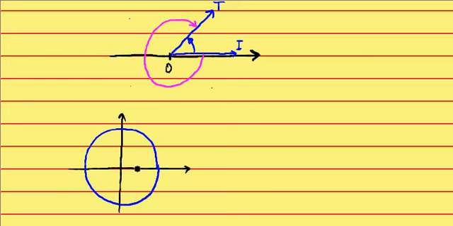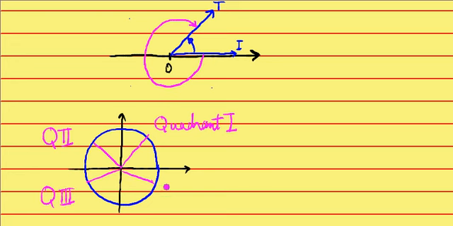We are still imagining that the initial side of the angle is on the positive side of the x-axis, and the terminal side might be in any of these sections of the page. So I might have an angle that is perhaps ending up here. In that case, I'm going to say I'm in quadrant 1. Terminal side might be here, in which case I say I'm in quadrant 2. Terminal side could be here. I would say I'm in quadrant 3, and I could be here, and I say I'm in quadrant 4.